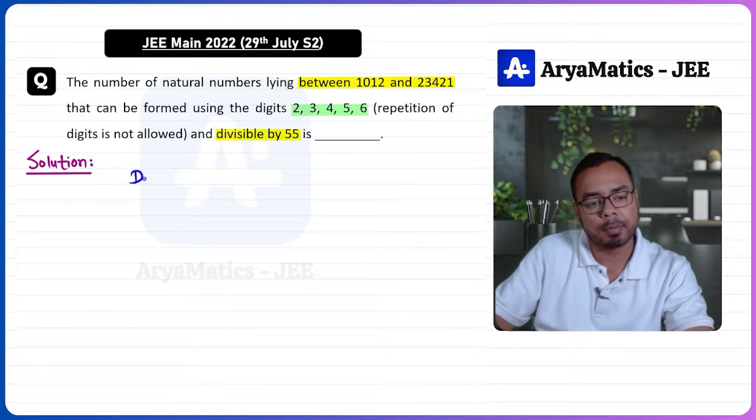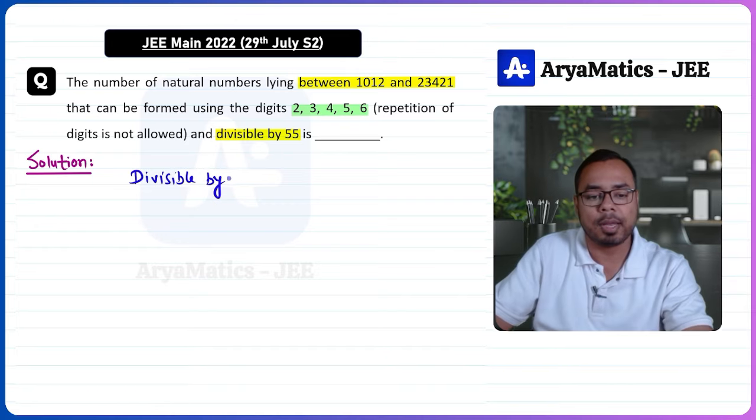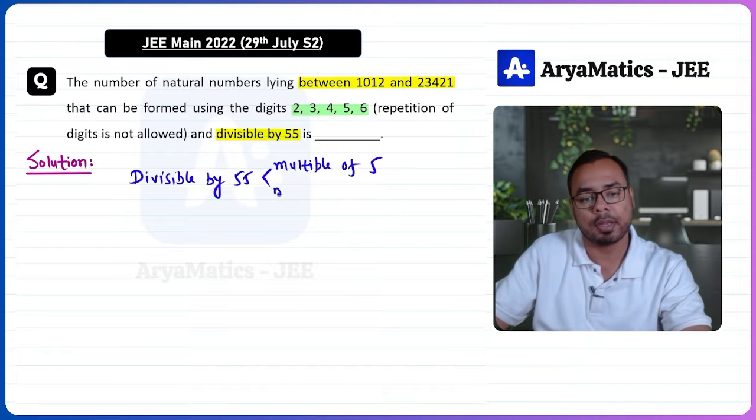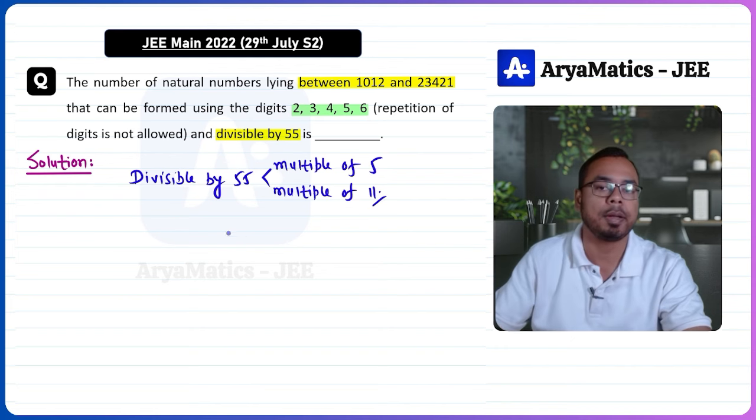First one is that a number is divisible by 55. 55 is 5 into 11. So a number will be divisible by 55 if it is a multiple of 5 as well as a multiple of 11. Right? If the number is a multiple of these two numbers 5 and 11, then it must be a multiple of 55.